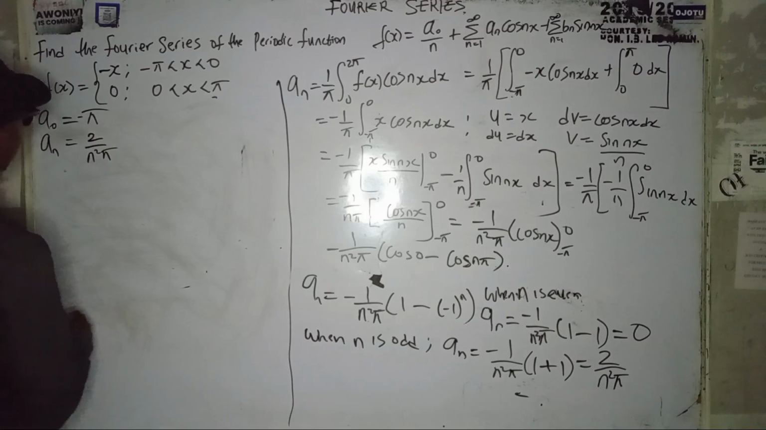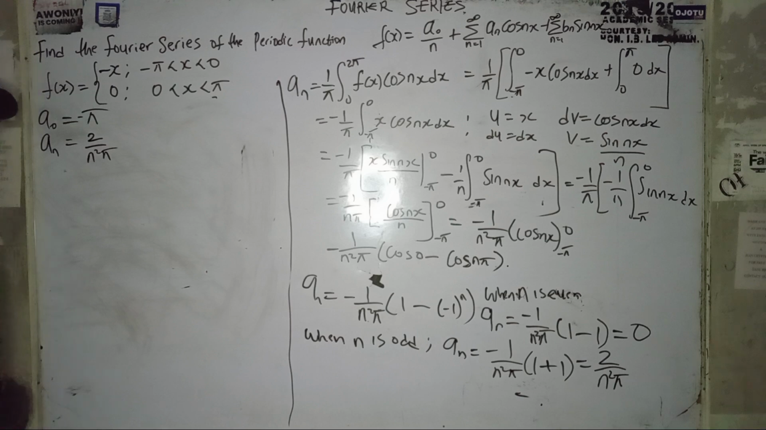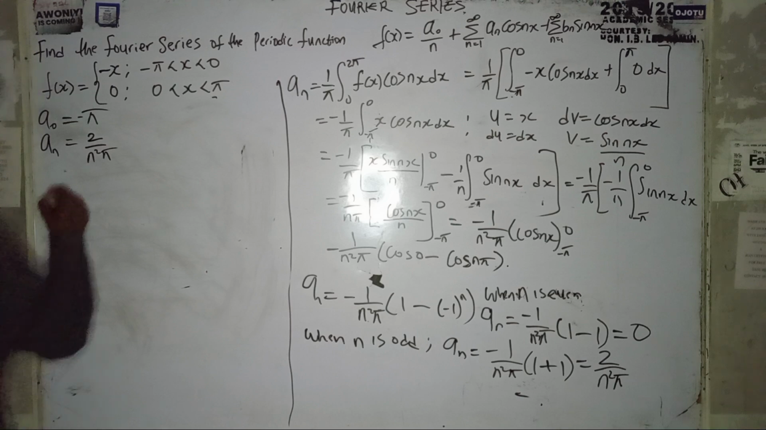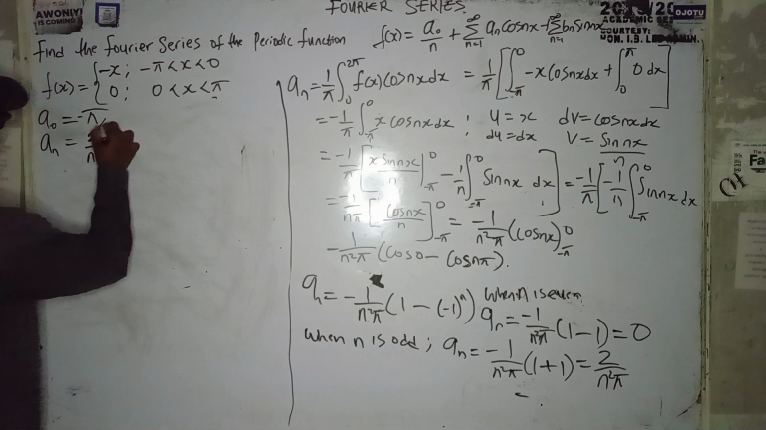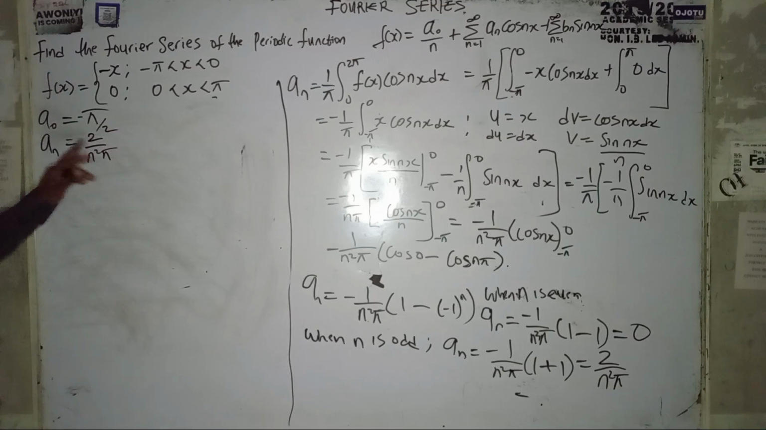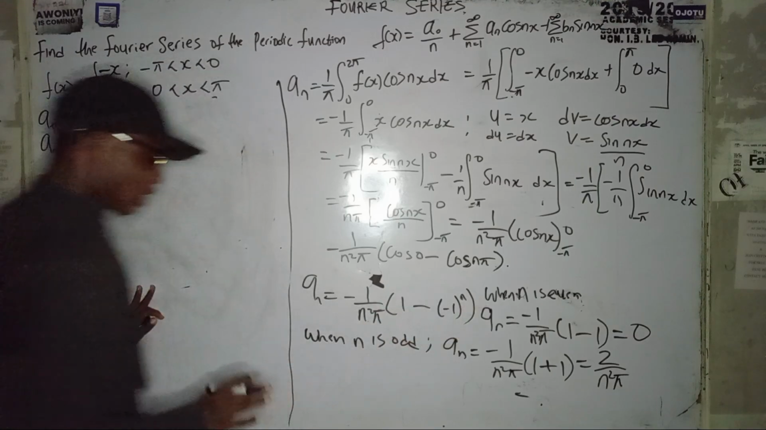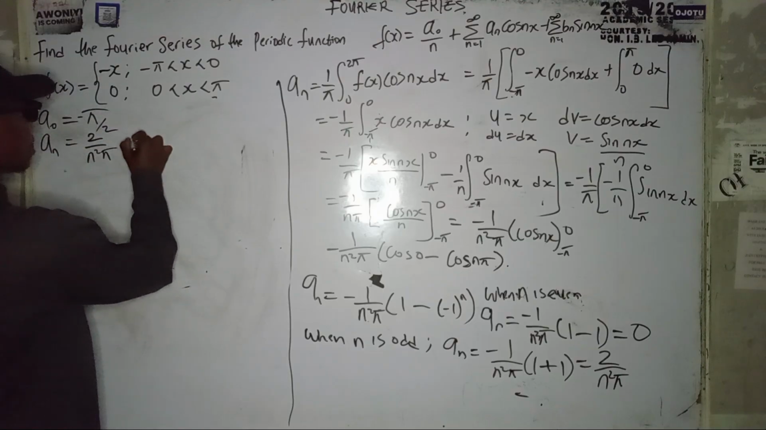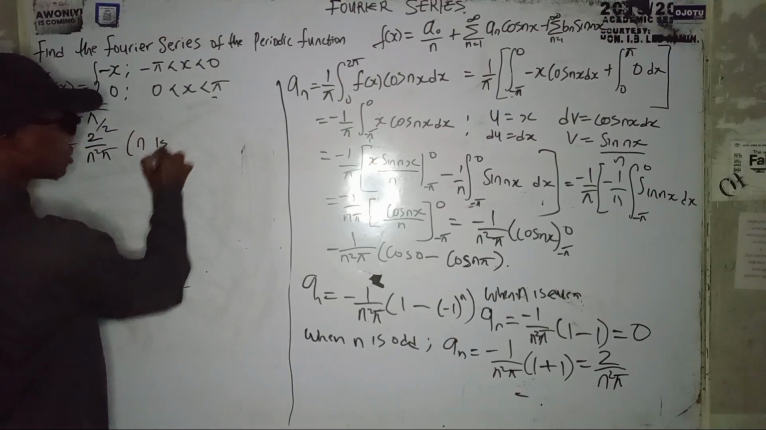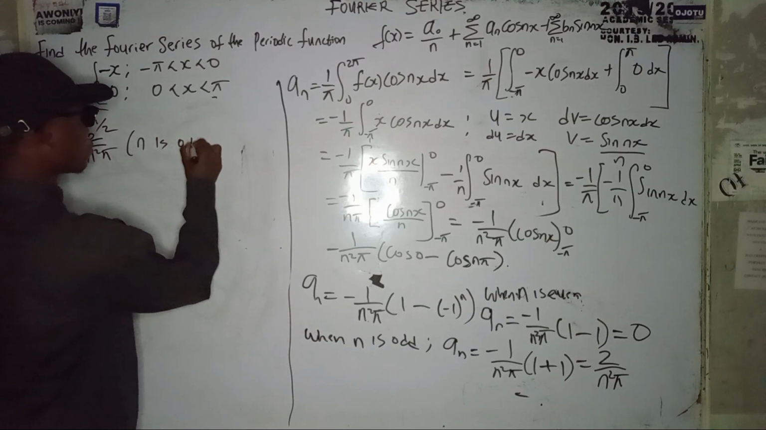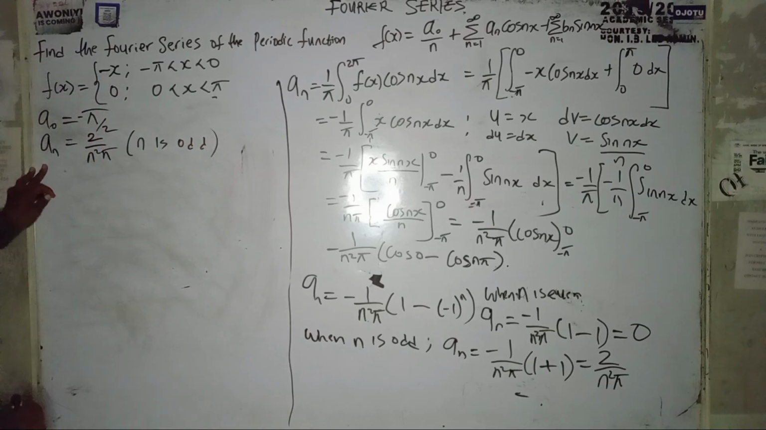We have minus pi. Take minus pi over 2. We have minus pi over 2 here, and we have a n is 2 over n squared pi, as n is odd. So that is it for our a of n.